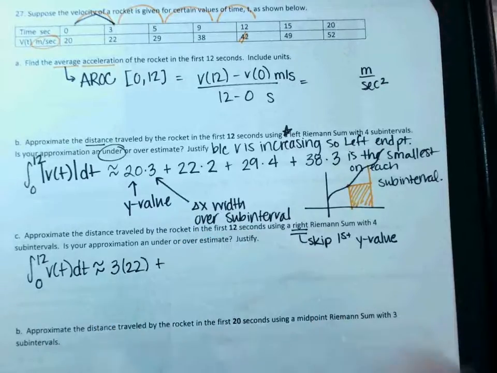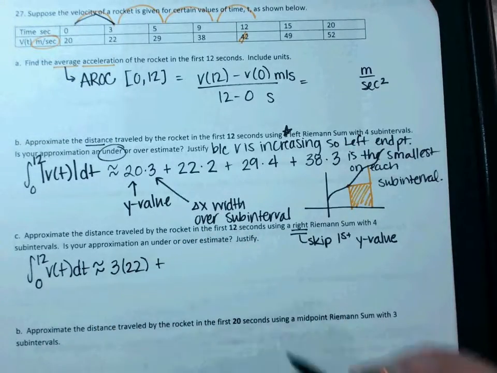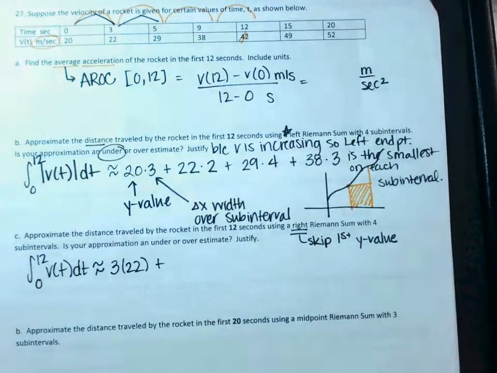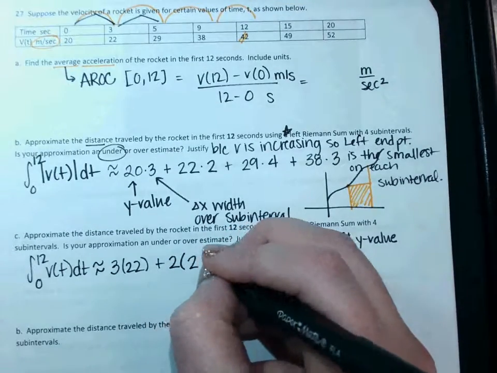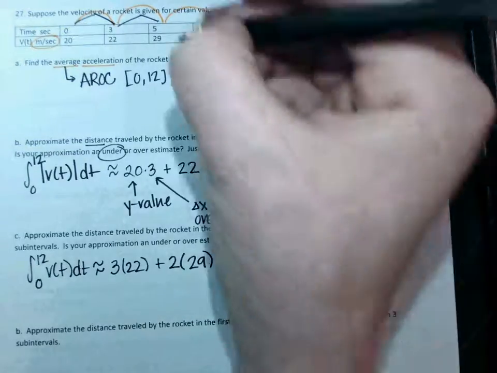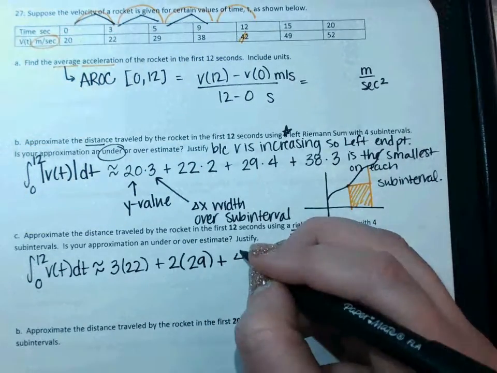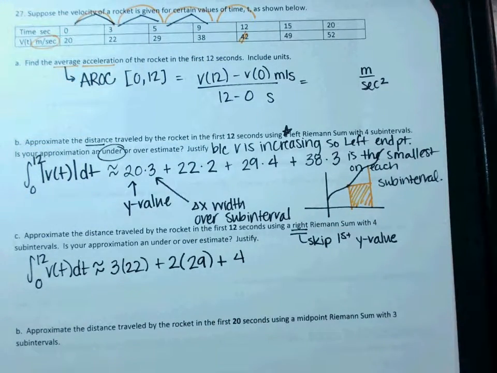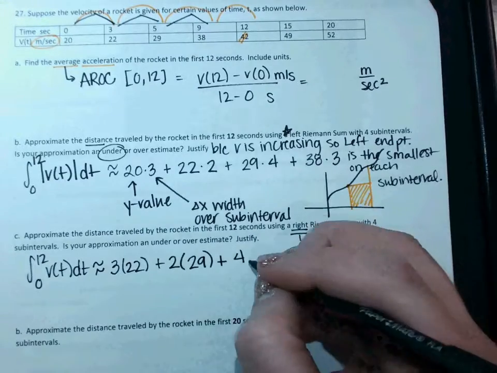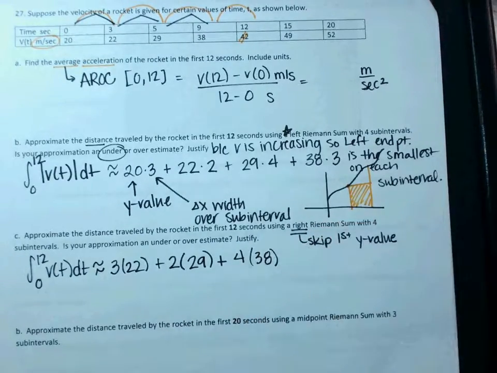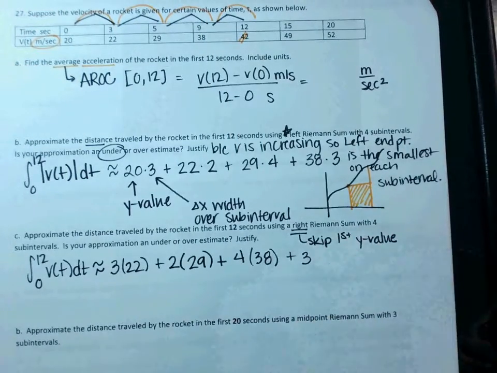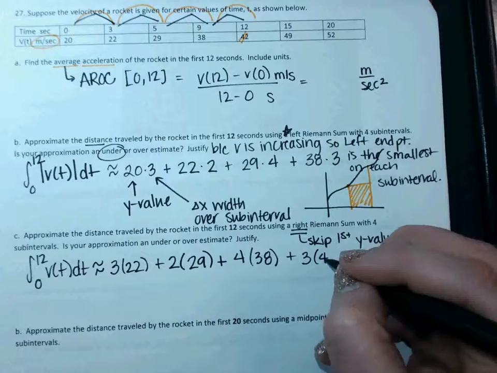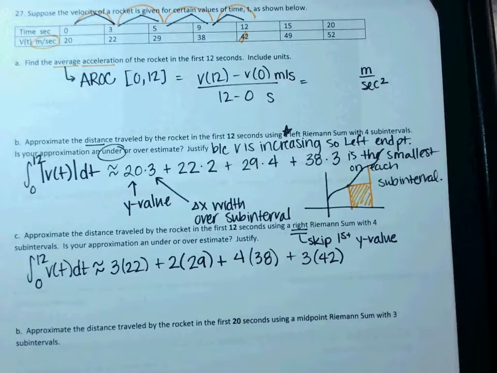22. For my next one, from 3 to 5, how far is it? 2, and my right y value would be 29. My next one from 5 to 9 is a distance of 4. My right endpoint would be my 38. And then from 9 to 12, that's a distance of 3. What is my right endpoint? 42. And remember, I crossed it out last time, but I'm using it this time because it's the right.